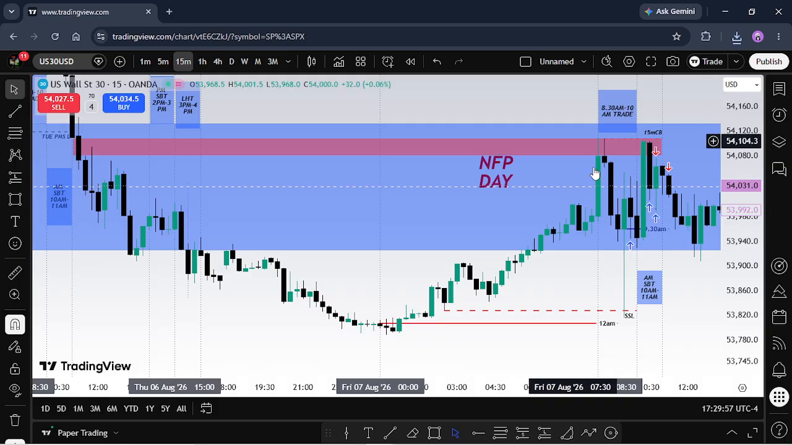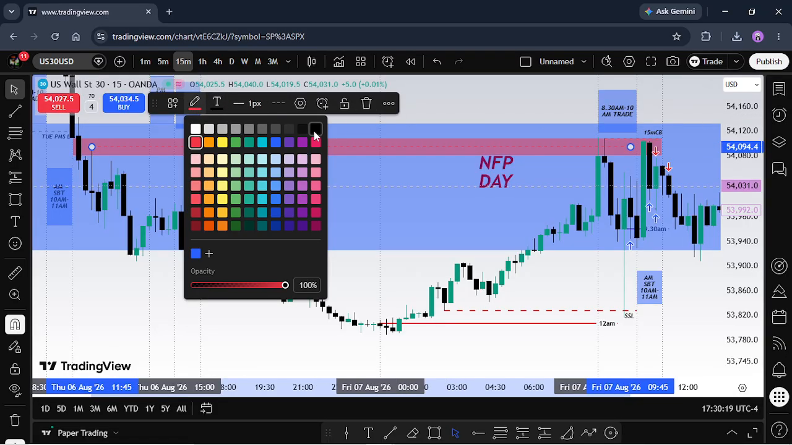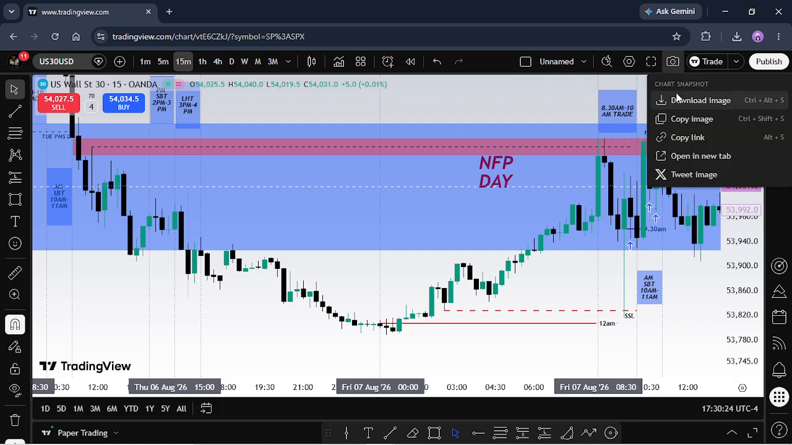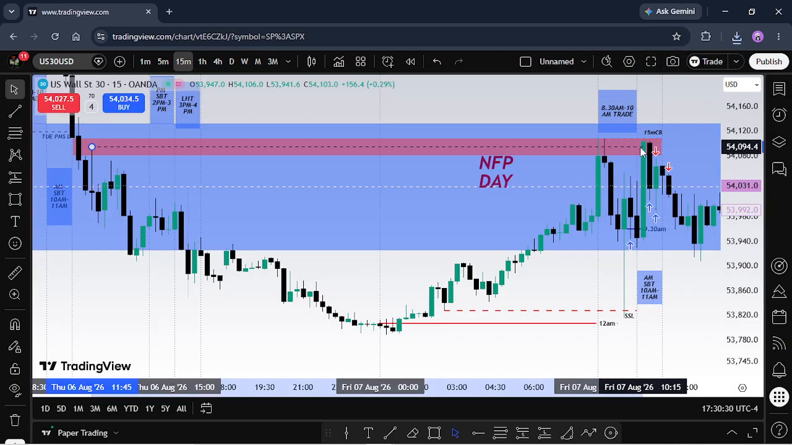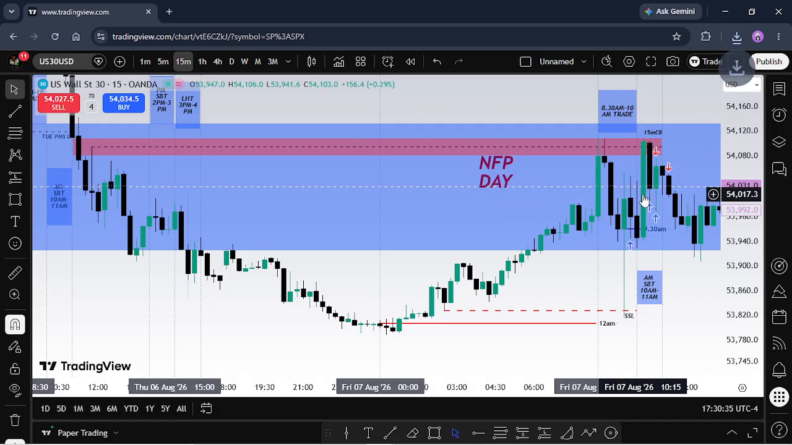How would I have known that this high would be protected? Is there a way I could have done a projection? It took this liquidity, yeah, and I'm gonna make it black just so I can see it. Took that liquidity, okay, and took it even here as well because it went above it.